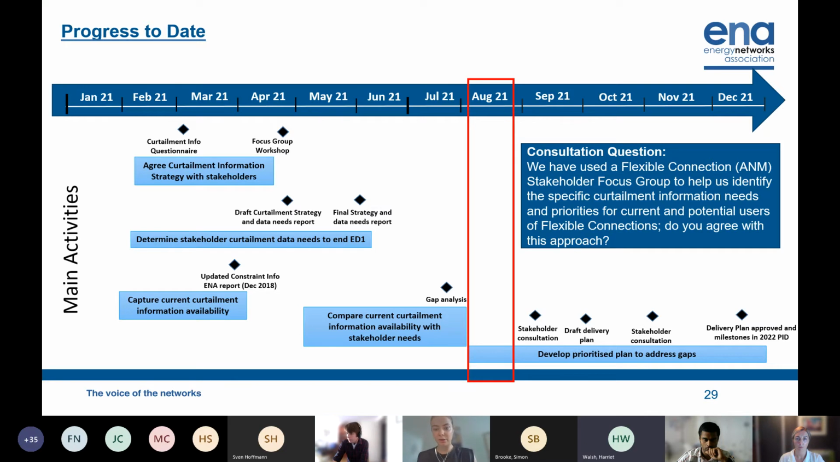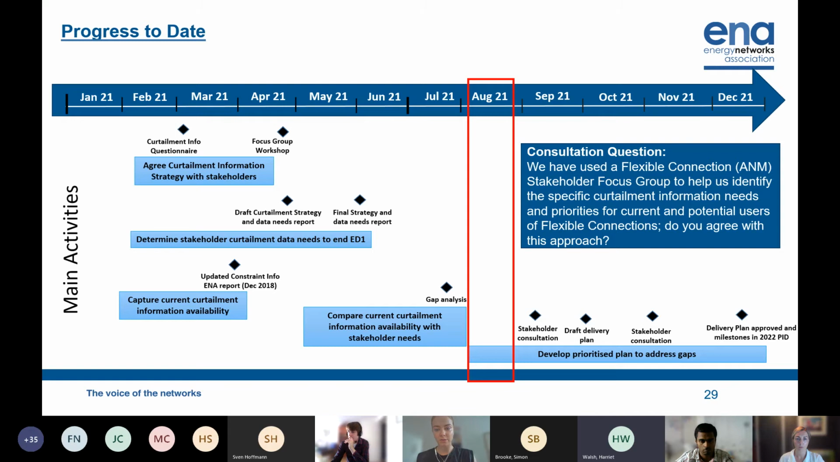So I mentioned there that we are working quite closely with a focus group, and we do plan to pick up again another workshop with the focus group in early to mid September, where we're going to go through the results of our gap analysis with stakeholders, make sure that we're all on the same page and agree where the gaps are and where the priorities are, and that will help us inform our implementation plan for actually delivering these curtailment information improvements between now and the end of ED1.